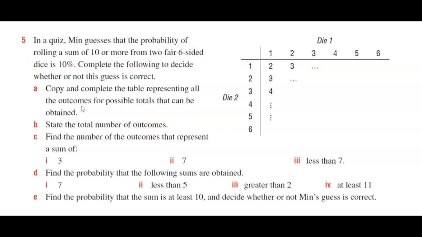Okay, so she guesses that the probability of rolling a sum of 10 or more from 2 6-sided dice is 10%. Complete the following to decide whether or not this guess is correct. Copy and complete the table representing all the outcomes for possible totals that can be obtained. So this is just filling in this table here. So we're adding them.